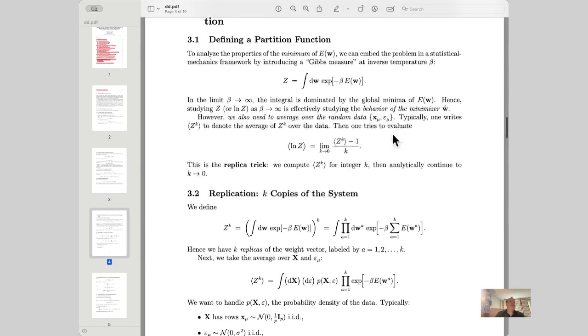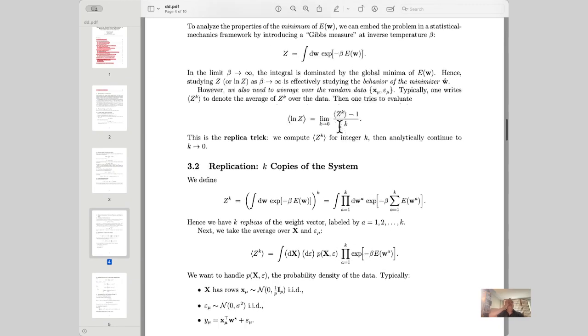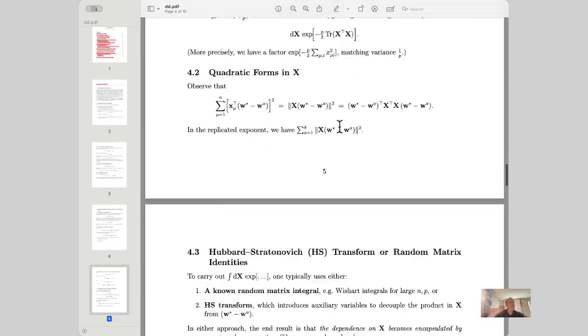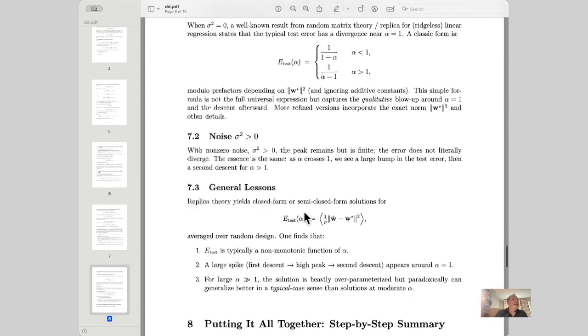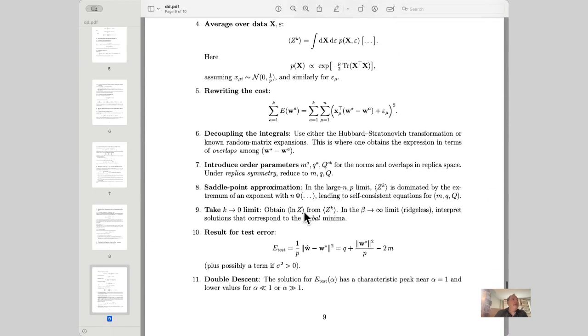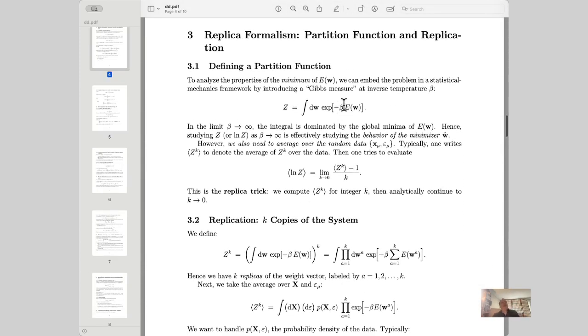So in a replica calculation, you define a partition function over the energy. You take the average log z over the data, and then you take a limit as beta goes to... I always forget which limit we're in. Let me double check. Here it is: beta goes to infinity, so T goes to 0. You take the limit to get rid of the idea of beta.